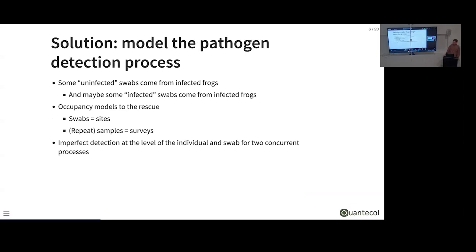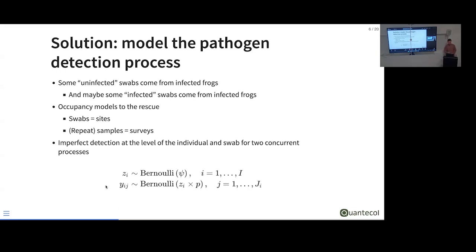So the way I ended up solving this is that the swabbing process can be thought of as an occupancy process, where if you collect multiple swabs from an individual, you could treat those as repeat surveys of a site. So let's pull this up. I don't know how many of you are familiar with occupancy models, but here this variable, you see my mouse? This variable Z is whether or not a site is occupied by a species, or in this case, whether or not the individual is infected with BD.